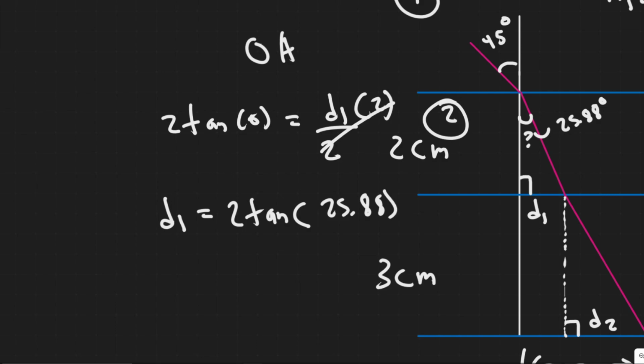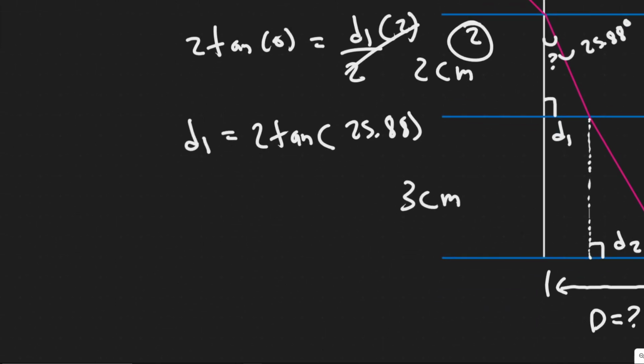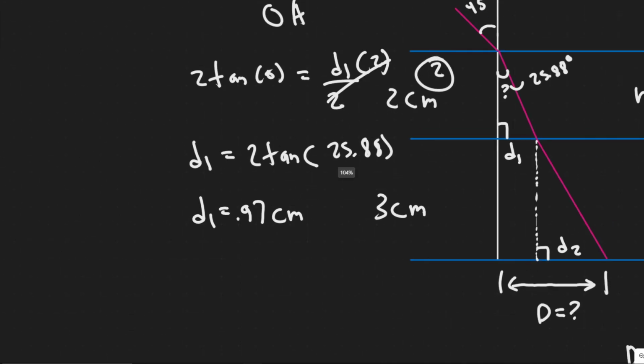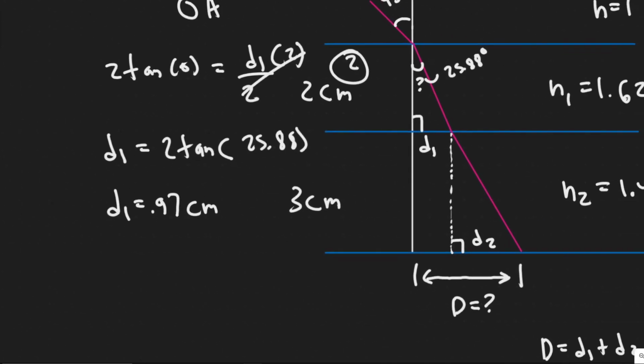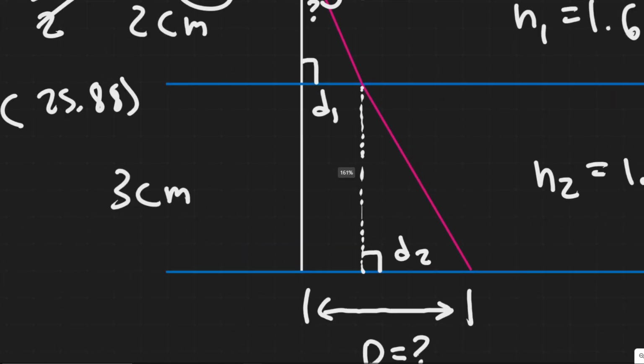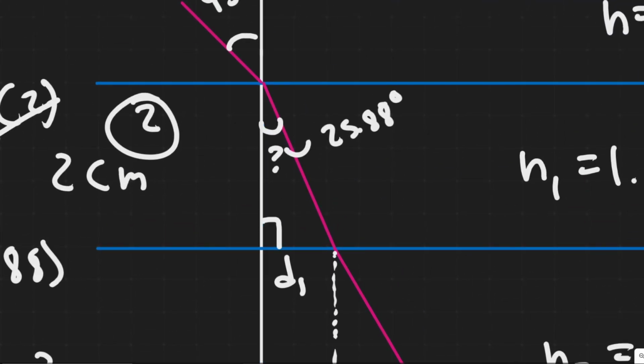And then let's go ahead and see what that is. So 2 times the tangent of 25.88. That is 0.97. Keep in mind our units were centimeters here, so this is also centimeters. And so now we have our D1. We just need D2.